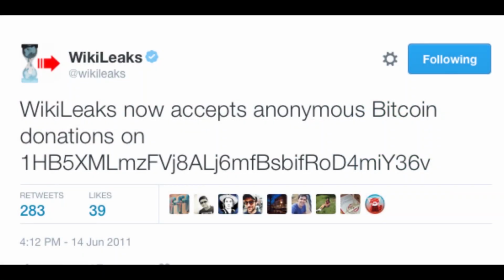WikiLeaks. This is a website that turned to Bitcoin donations because it couldn't raise and store funds in any other manner. Bitcoin and WikiLeaks became somewhat intertwined, early fledgling movements that both had their roots in the cypherpunk community. Bitcoin funding allowed the organization to continue to post, among other things.